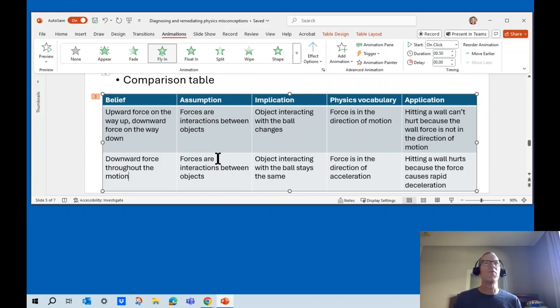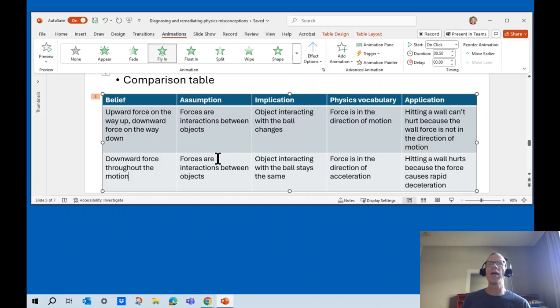So then we can use some physics vocabulary on this. For the belief that the force changes up versus down, if we use physics vocabulary, we're saying that force is in the direction of motion. If we say that there's a downward force throughout, then we're saying that force is in the direction of the acceleration. Because as the ball's going down, it's speeding up in the downward direction. So certainly it makes sense that when the ball is falling down, the acceleration is downward.